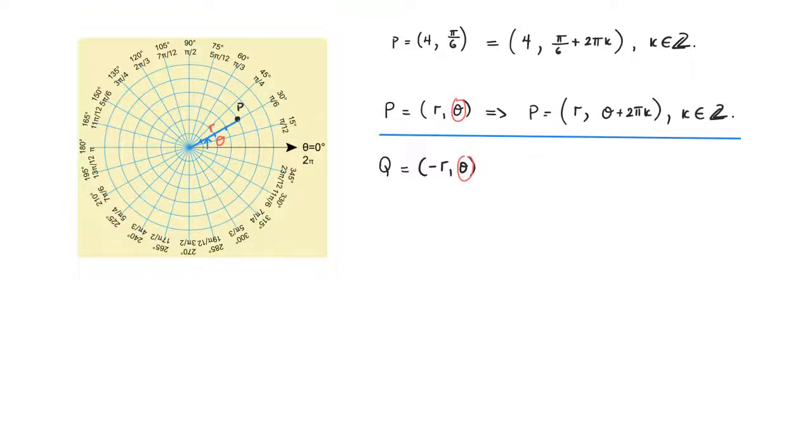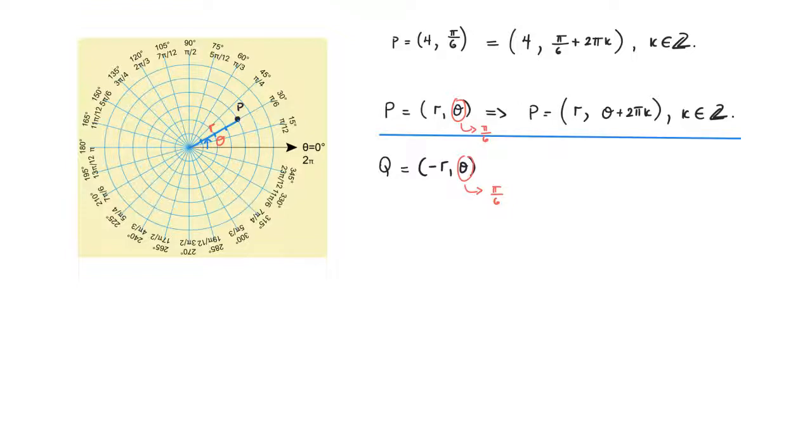So based on my polar grid right now, based on where I located P, theta is, for example, pi over 6, if you want to give it a value. Pi over 6, and right here, pi over 6. So I am not changing theta. What I am changing is r. Here, r is positive. Here, r is negative. So this is how you're going to find point Q.